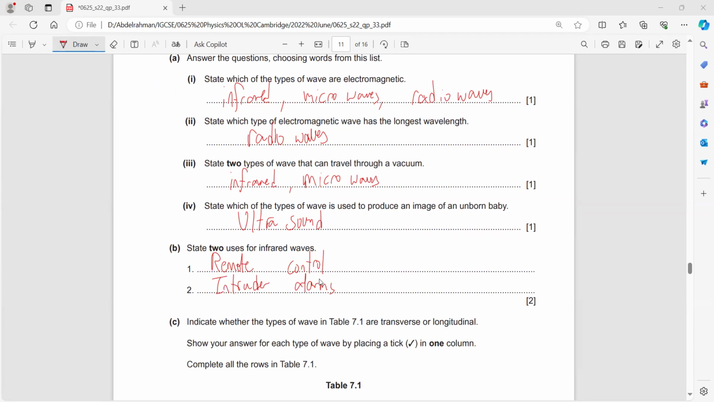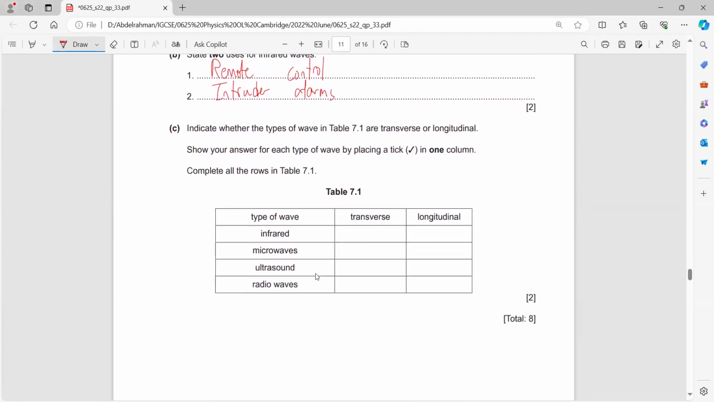We use the X-rays. Now indicate whether the types are transverse or longitudinal. Infrared: transverse, of course. Microwaves: transverse. Ultrasound: longitudinal. It has to be longitudinal. And the radio waves have to be what? Transverse, of course. Yes. Okay. Any electromagnetic wave must be transverse. Okay.